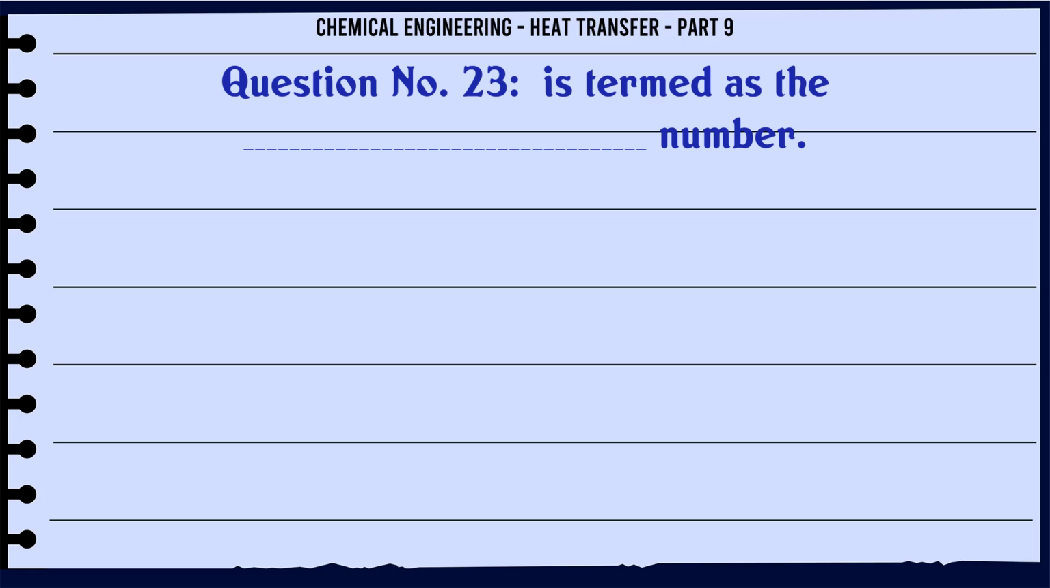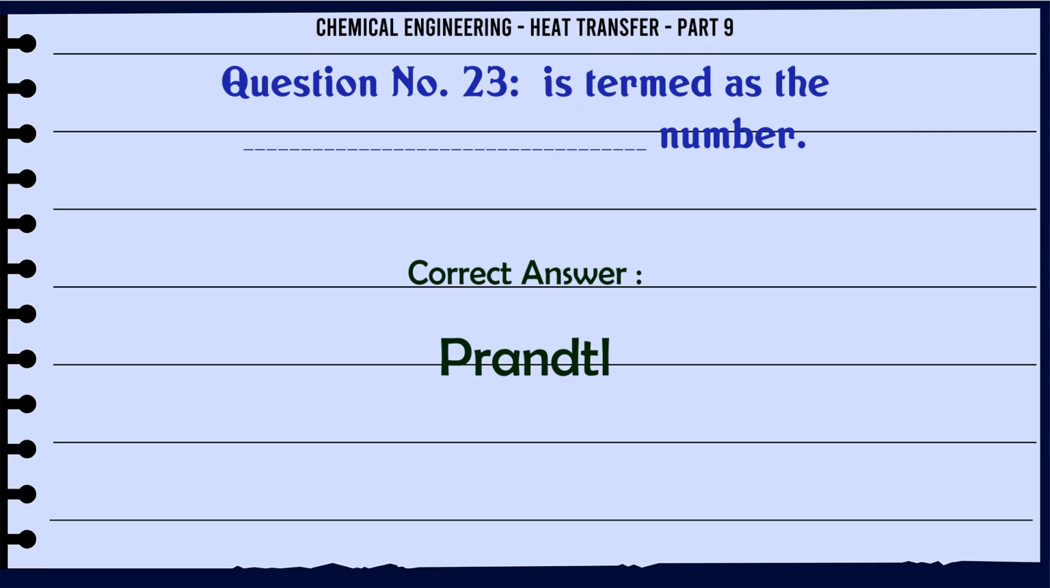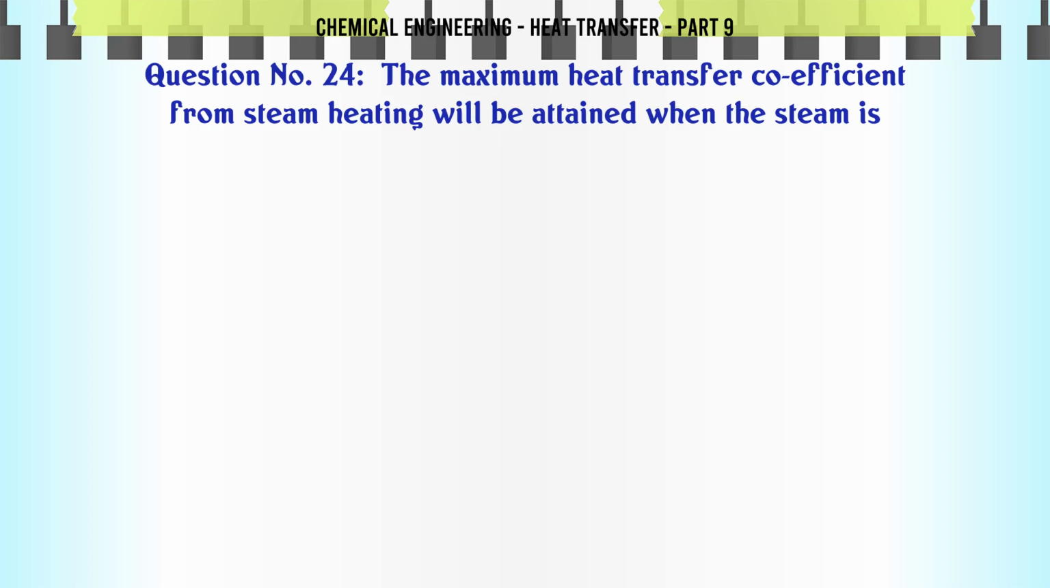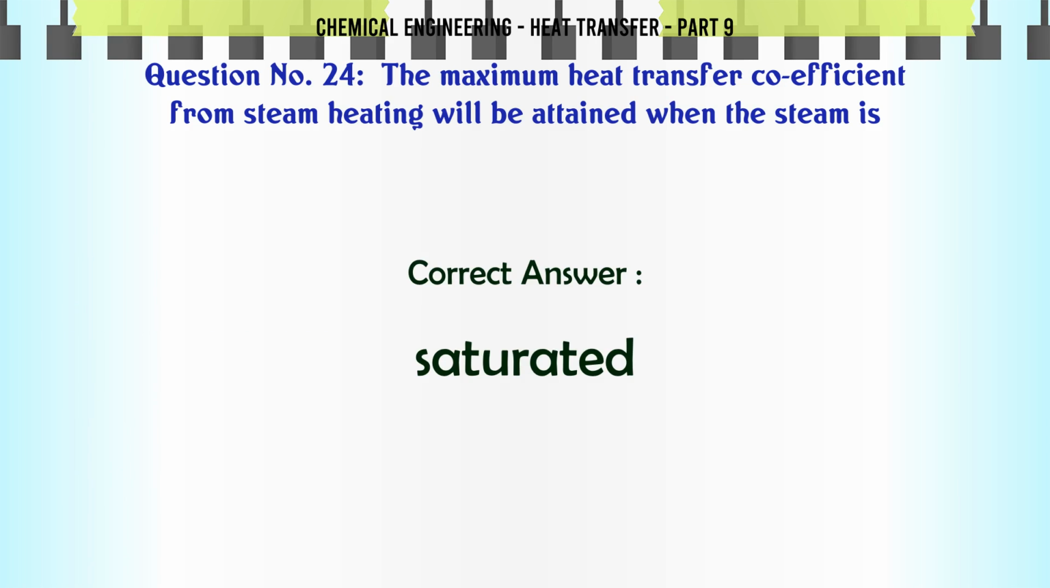Is termed as the number A. Kirchoff. B. Nusselt. C. Prandtl. D. Stanton. The correct answer is Prandtl. The maximum heat transfer coefficient from steam heating will be attained when the steam is A. Supersaturated. B. Saturated. C. Wet. D. None of these. The correct answer is saturated.